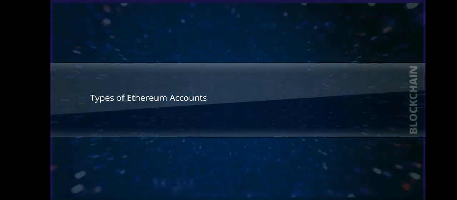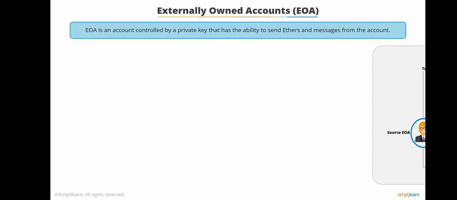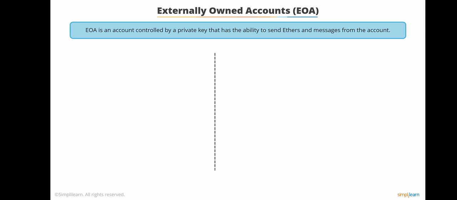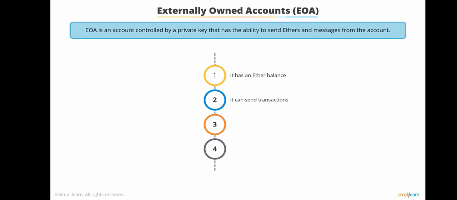Types of Ethereum accounts. Externally owned accounts. An EOA is an account controlled by a private key that has the ability to send ethers and messages from it. Following are some of the properties of an externally owned account. Firstly, it has an ether balance. Secondly, it can send transactions. Thirdly, it is controlled by private keys. And fourthly, it has no associated code.